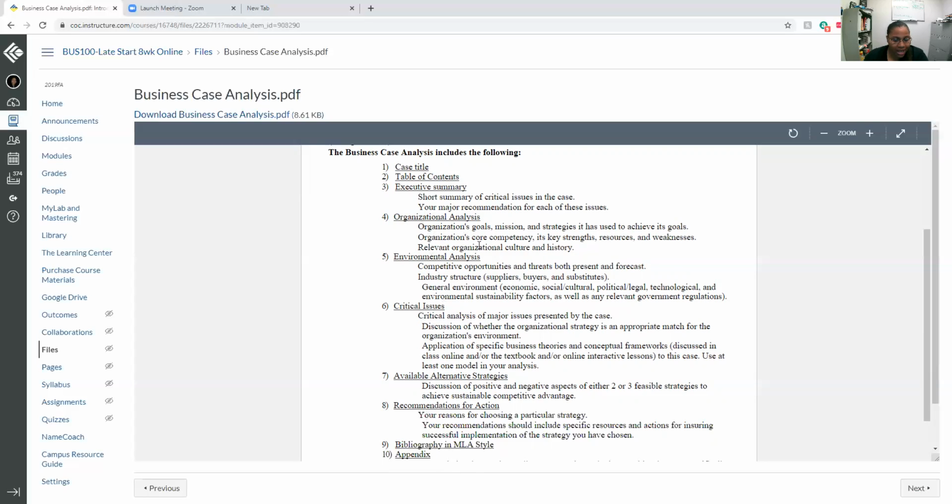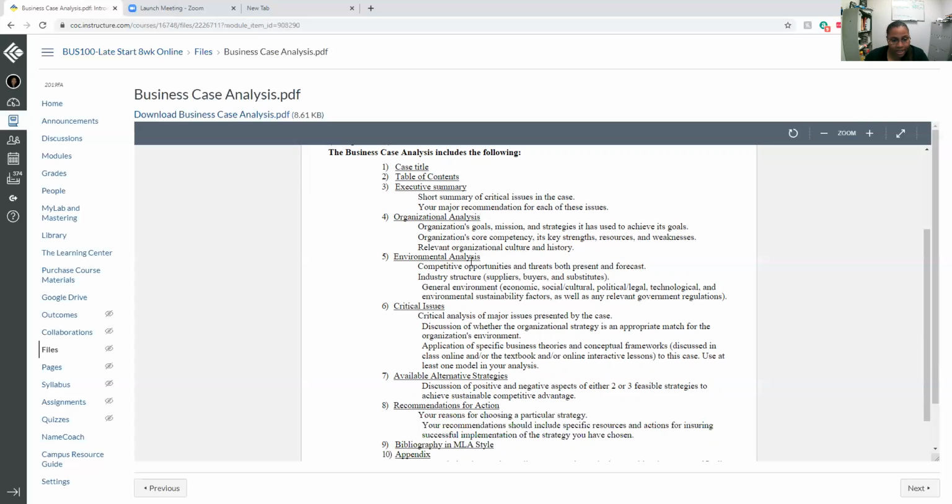So organizational analysis. Remember, this breaks down the first 2 sectors of SWOT, which are strengths and weaknesses. So in this paragraph, you're going to describe the organization's goals. So what were their goals? What's their mission? You can get their mission statements off their website, and strategies it has used to achieve its goals. So basically, you need to say, this is what you've been doing. What are their core competencies? Give me some information about the company, the strengths and the weaknesses, which is the first part of SWOT. Relevant organizational culture and history.